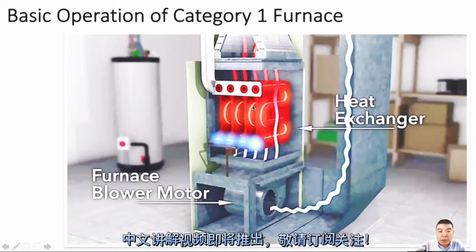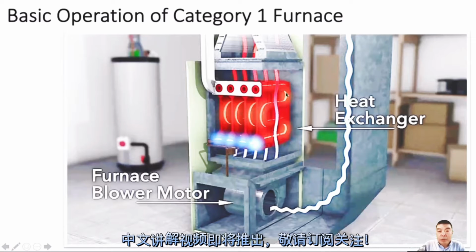So here we should know is the heat exchanger. Inside is the flame and the exhaust. It's from inside the heat exchanger, and outside the heat exchanger is the air, like the room air. The heated air will go up.